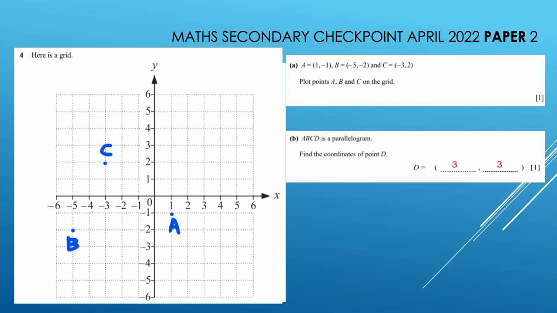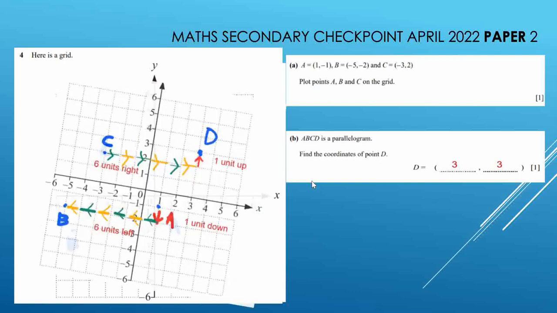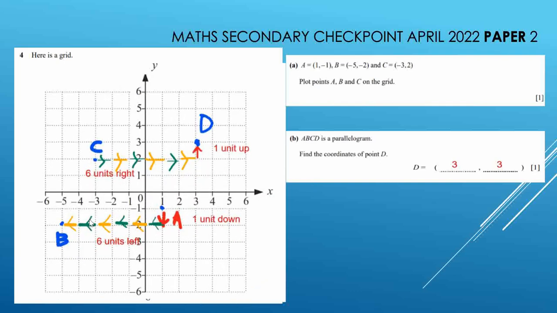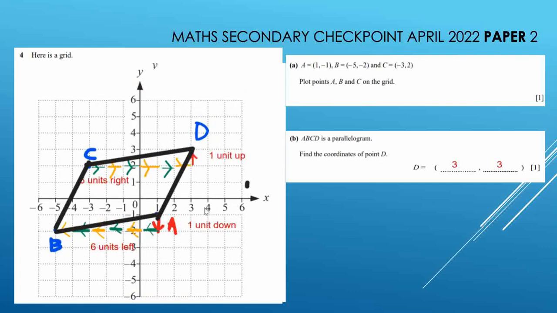It's 3 by 3. Here's the explanation. So we have A, B, C. From A to B, we want to count how many steps we move. From A, it goes down 1 unit and moves left 1, 2, 3, 4, 5, 6 units from A to B. So to get coordinates D, we have to do the opposite. From C to D is 6 units right, 1, 2, 3, 4, 5, 6, and 1 unit up. So this is D. D is 3 by 3, and when we draw this, it is the parallelogram.